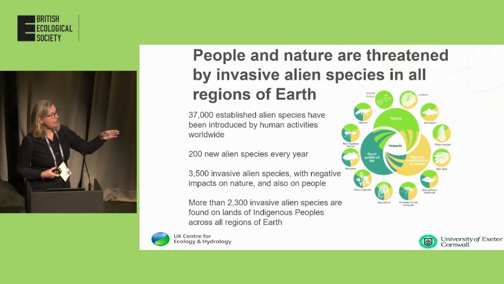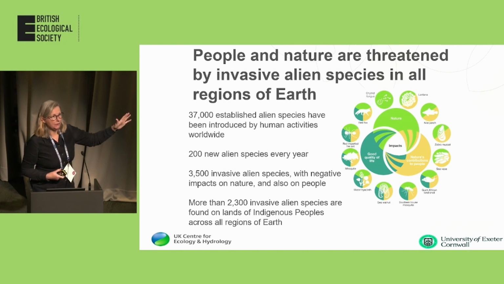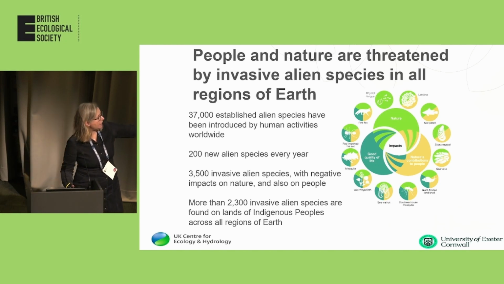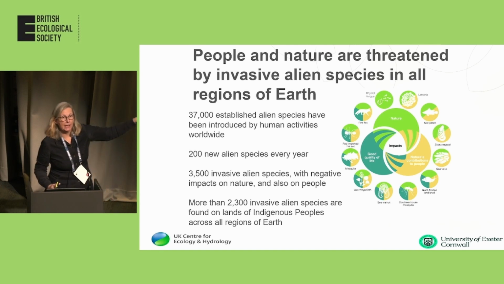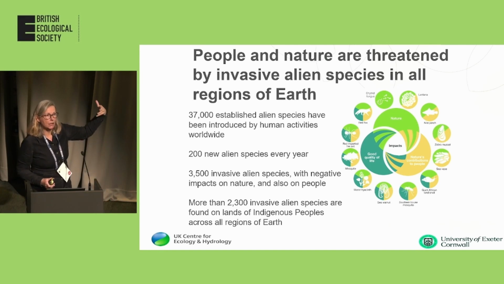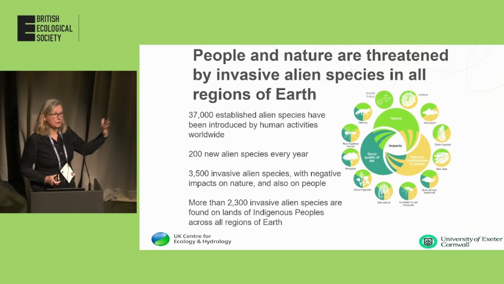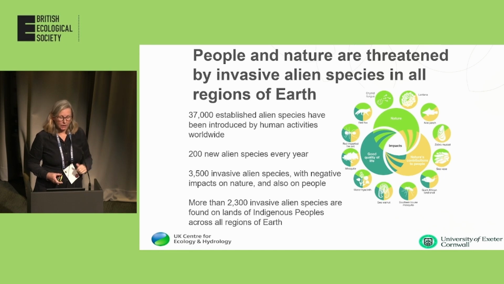More than 2,300 invasive alien species are found on lands of Indigenous peoples across all regions of the Earth. And many of these species, all of them have impacts on nature, but the figure over to the side is showing how they can have multiple impacts. So some of them will also impact our good quality of life and also nature's contributions to people, or otherwise ecosystem services.